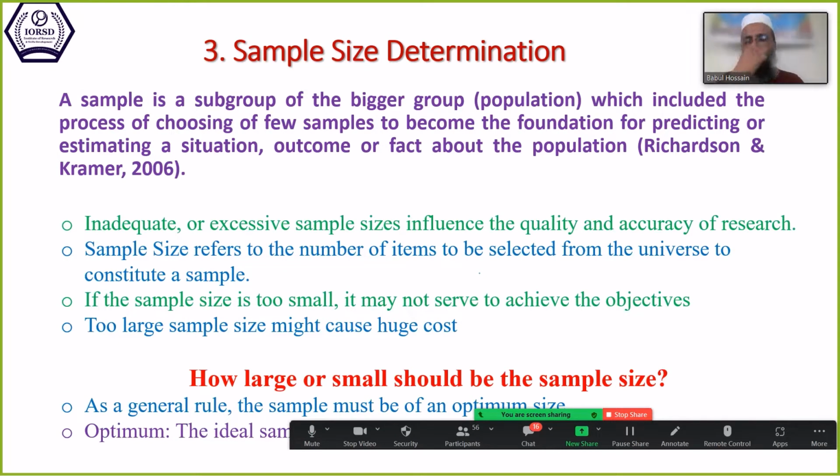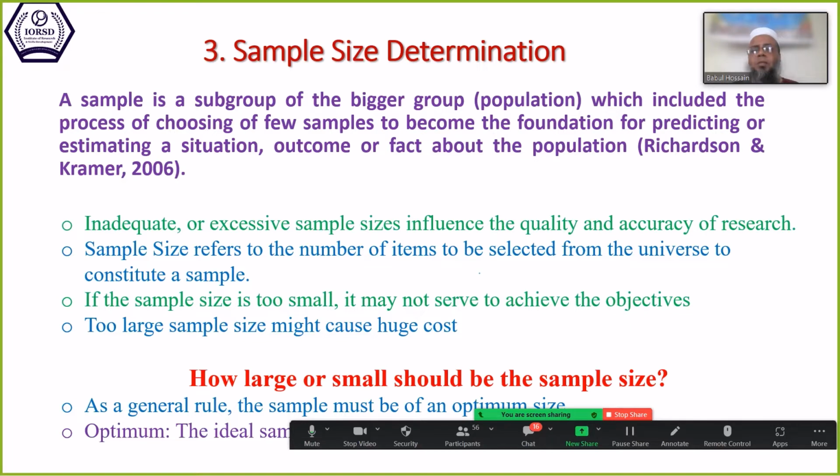Sample size determination is very important. A sample is a subgroup of the bigger group or population, which includes the process of choosing a few samples to become the foundation for predicting or estimating a situation, outcome, or fact about the population. Inadequate or excessive sample size influences the quality and accuracy of research. Sample size refers to the number of items to be selected from the universe to constitute a sample.